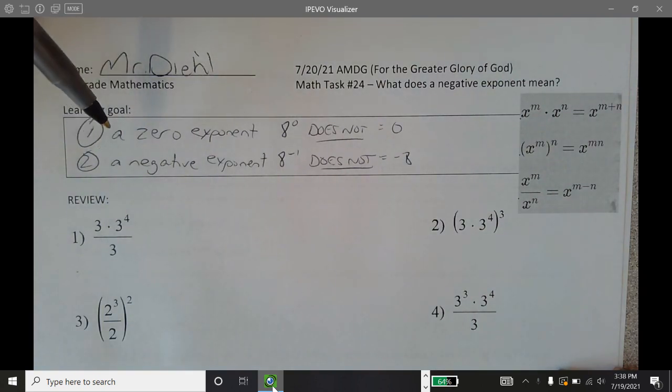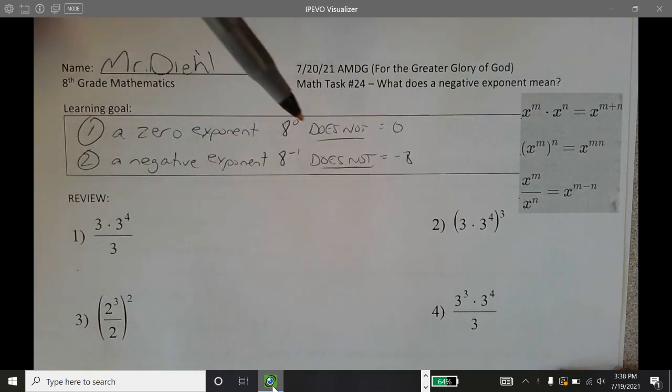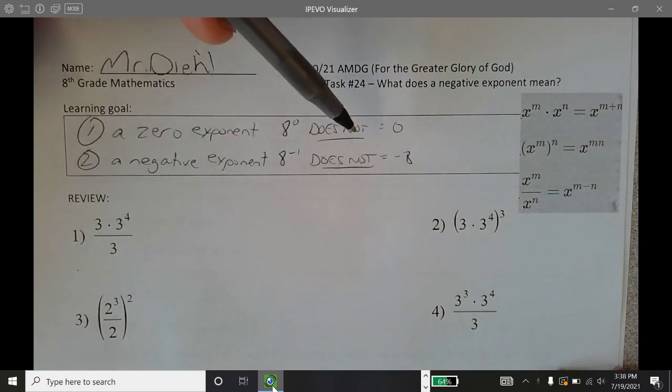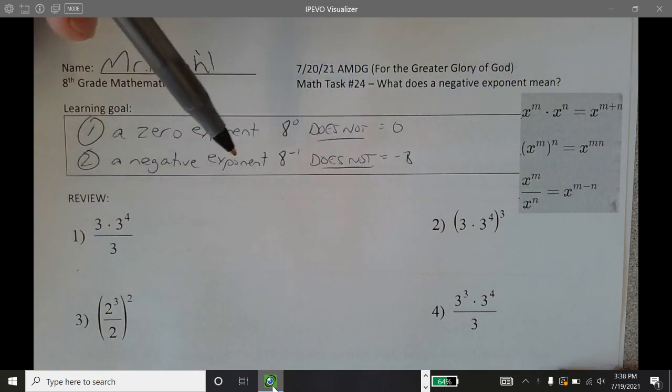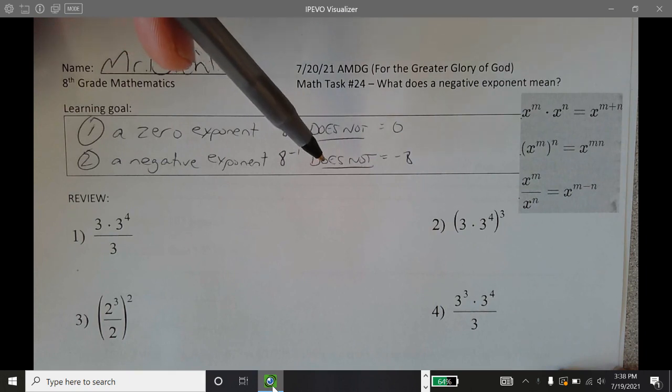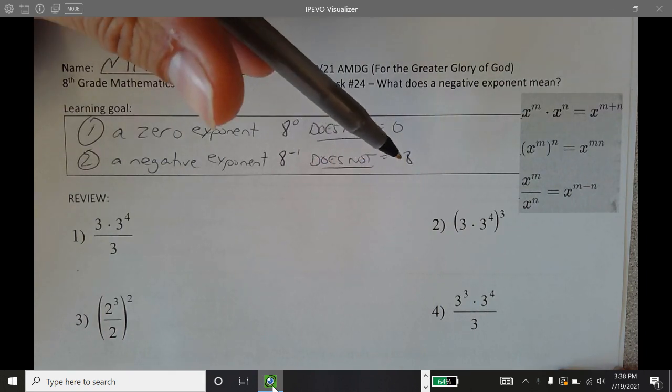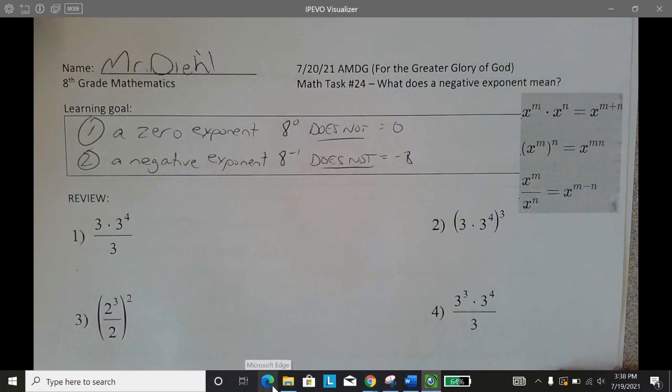By the end of class today, I want you to realize why a zero exponent like 8 to the 0 power does not equal 0. 8 to the 0 power is not 0. And a negative exponent like 8 to the negative first is not negative 8. And I want us to try to realize that. So that's kind of the goal.